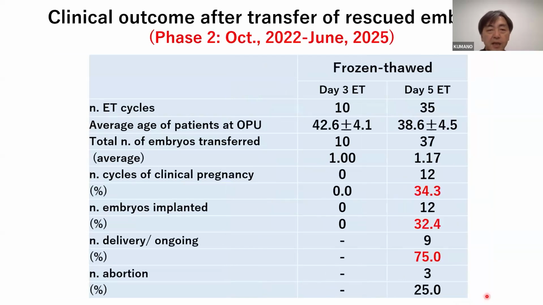In phase 2, between 2022 and 2025, especially in day 5 frozen total embryo transfer, the clinical pregnancy rate after embryo transfer was 34%, implantation rate was 32%, and delivery and ongoing pregnancy rate was 75%. Actually, I think this clinical result may be acceptable to perform the clinical application of rescue oocyte activation using ionomycin.